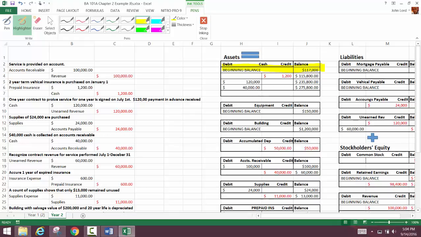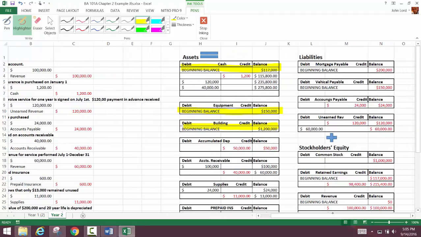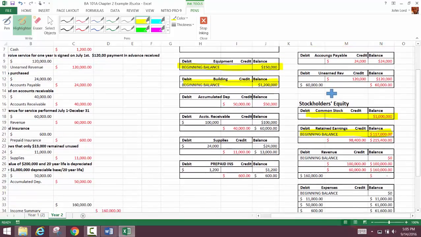So we had 117,000 cash. We had the equipment was 150,000. We had the building was 1.2 million. Some of these other accounts that you're seeing now weren't there at the end of last year. We're going to add some additional accounts this year. The mortgage payable still had 200,000. The vehicle payable still had 150,000. Our common stock had 1 million. Our retained, I didn't put beginning balance, but that would have been the beginning balance. The retained earnings still had 117,000 sitting there, didn't it?